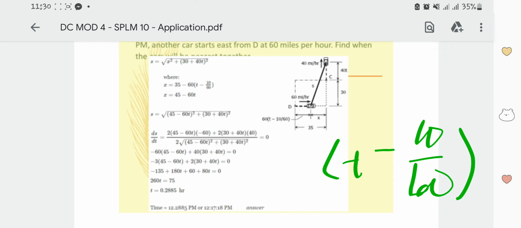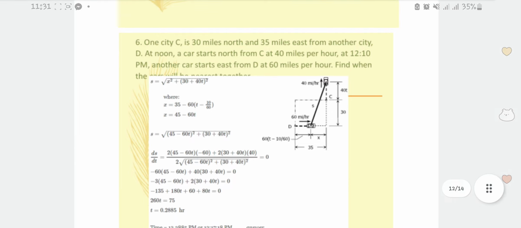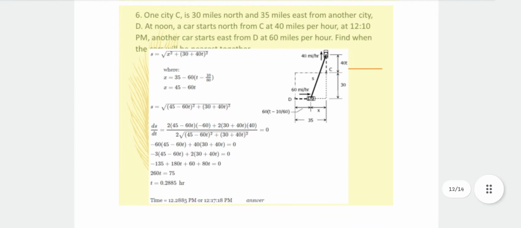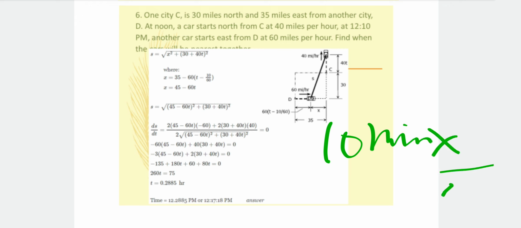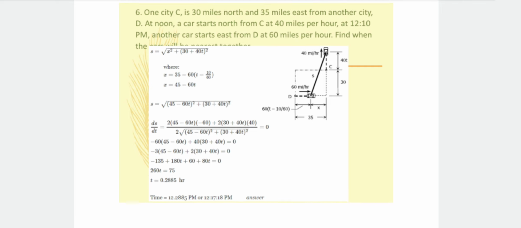Why over 60? Because the time here is in terms of minutes, at 12:10 p.m., unlike the previous example which was in terms of hours. So we convert the 10 minutes into hours. 10 minutes times 1 hour over 60 minutes, so that is 10 over 60. So x is 35 minus that distance, which is 60 times t minus 10 over 60. Substituting x here, that is our governing equation.